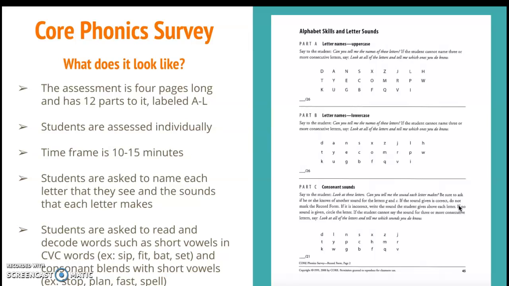The time frame for this test is 10 to 15 minutes, and it should be assessed individually. Students are asked to name each letter as they see it and the sounds that each letter makes. Students are also asked to read and decode words such as short vowels in CVC words, for example, sip, fit, bat, set, and consonant blends with short vowels such as stop, plan, fast, and spell.